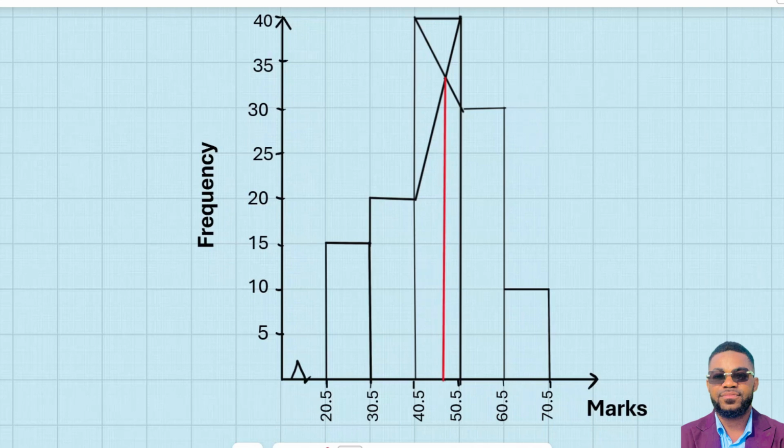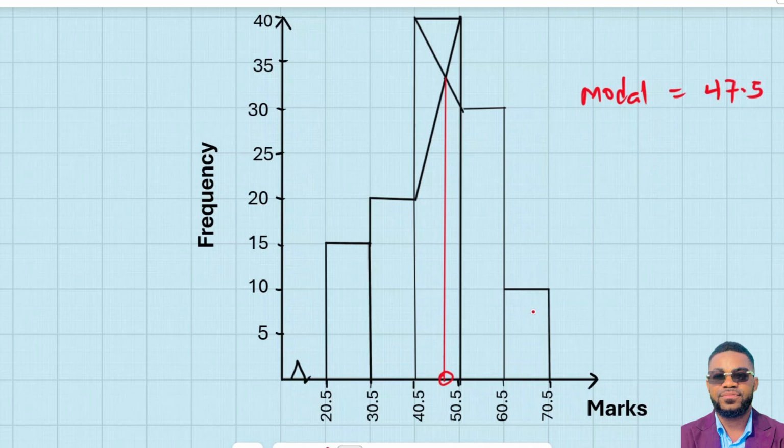So that's going to be here. Now, you then record the number here. So with the help of your graph, you can get that exact number. And the exact number is going to be 47.5. So the mode or the modal mark is equal to 47.5. So you can use your graph to confirm that.